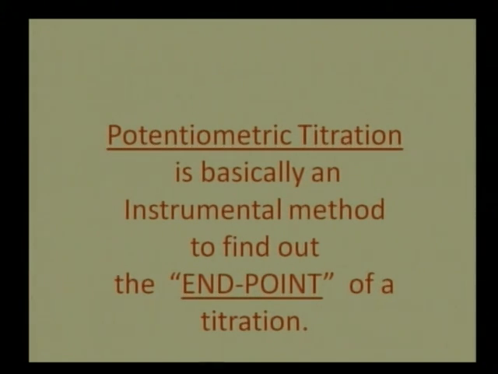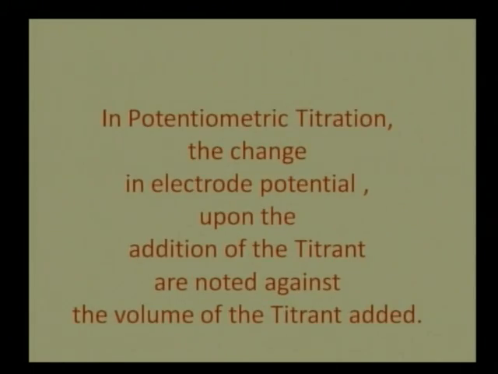Now how is it done? In potentiometric titration there are 2 types of electrodes used: one is the indicator electrode and one is the reference electrode. In potentiometric titration, the change in electrode potential upon the addition of the titrant is noted against the volume of titrant added.